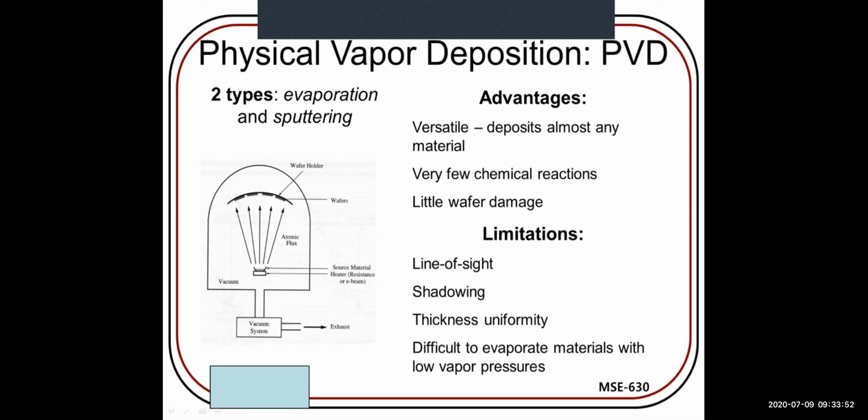Shadowing means it can cover the straight one, this recess, but when it is at some angle, it cannot completely cover the recess. So this is called line of sight and shadowing. Thickness uniformity, and it is difficult to evaporate materials with low vapor pressures. These are the limitations of PVD.